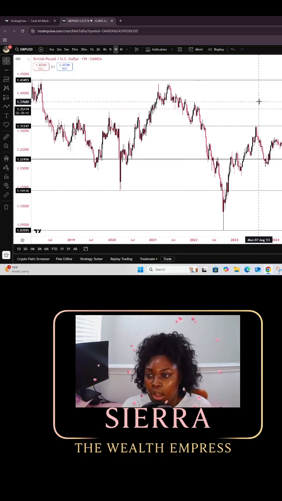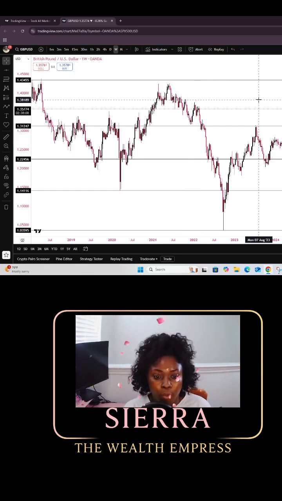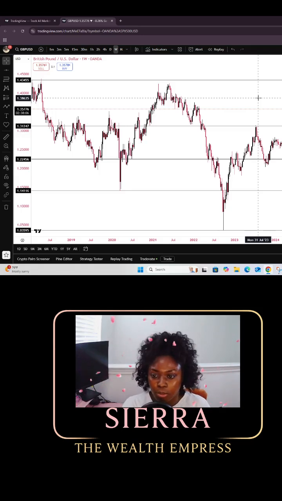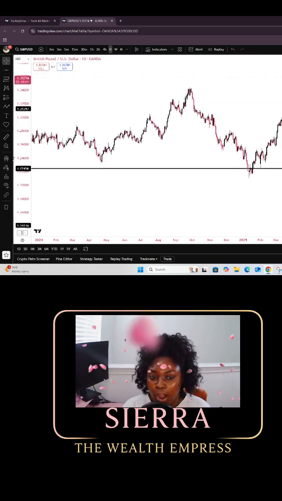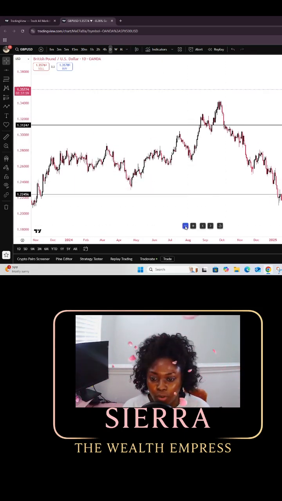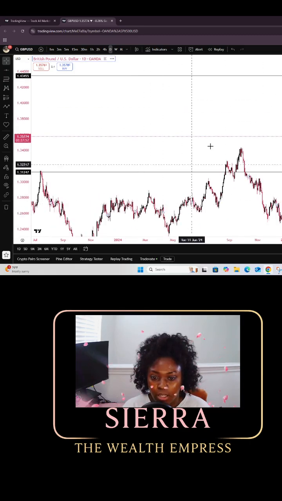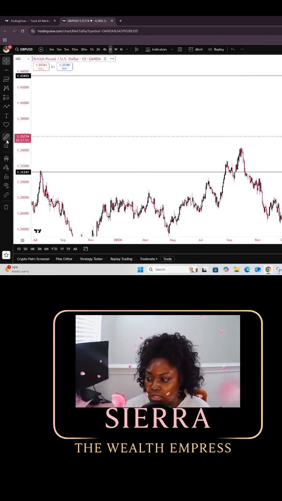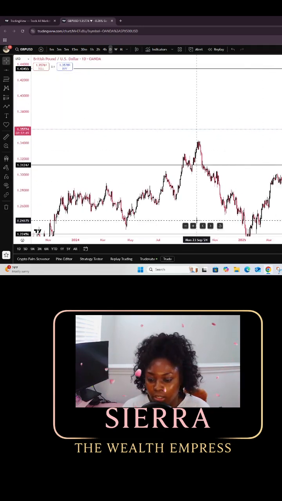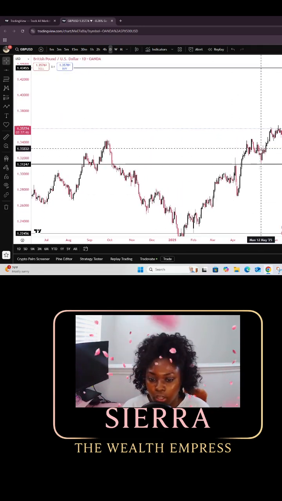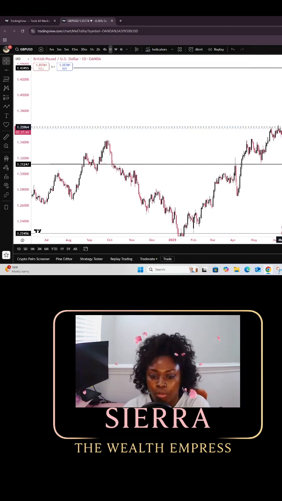So now I have my monthly and my weekly structure points marked up. Now I want to come down to my daily, my 4-hour, and my hourly, and I want to look for fair value gaps within these areas because this is still a wide range. But we're getting closer and closer to present time.